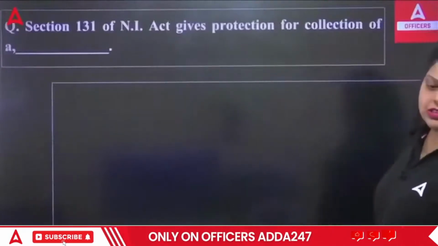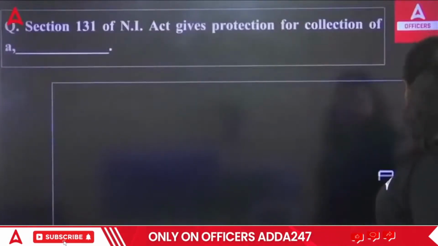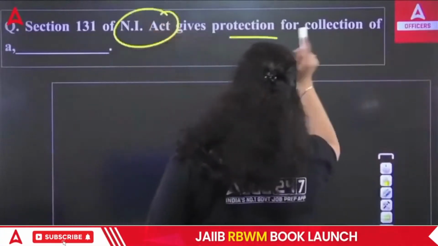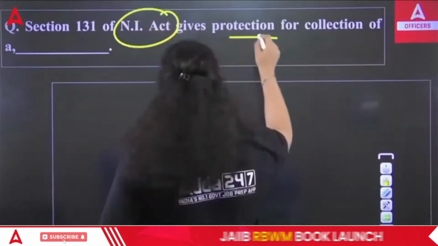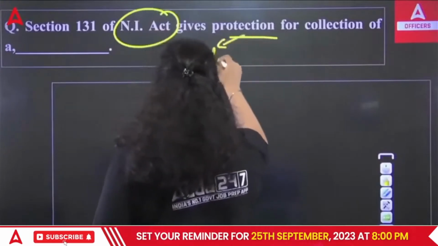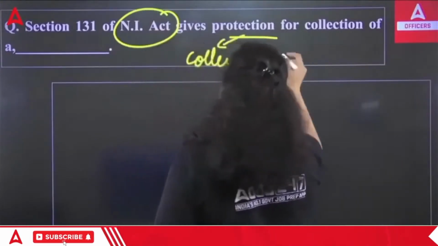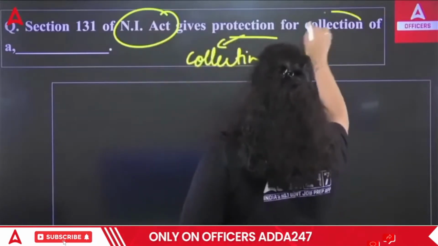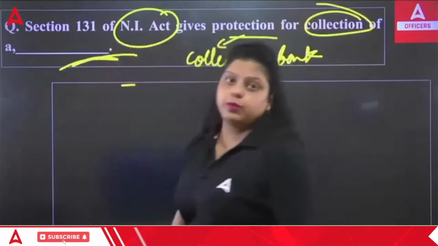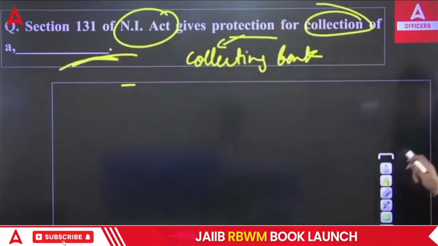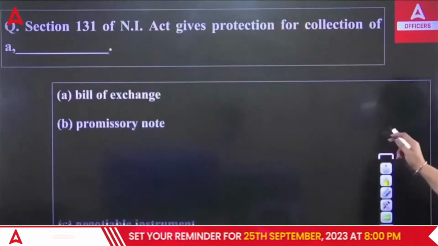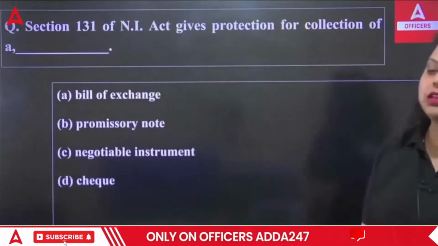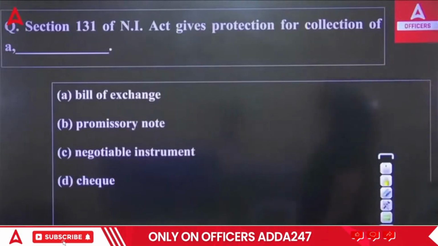protection? So this question is related to the first question. That question is asking: Section 131 of the Negotiable Instruments Act gives protection for collection of a dash. It gives protection to the collecting bank, as we have seen, but it gives protection for collection of which of the following instruments? The options are bill of exchange, promissory note, negotiable instrument, and check. So it provides the protection for which of the following documents?